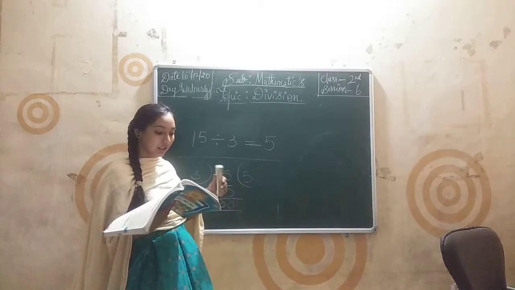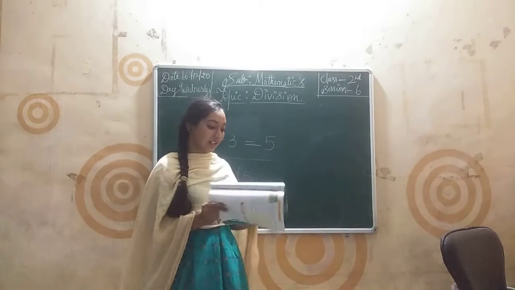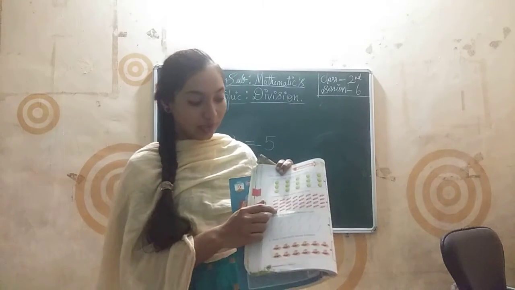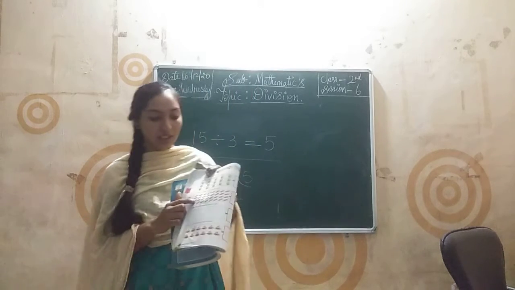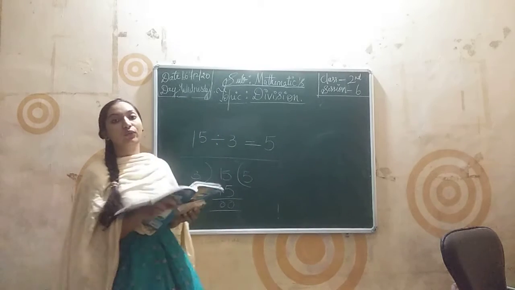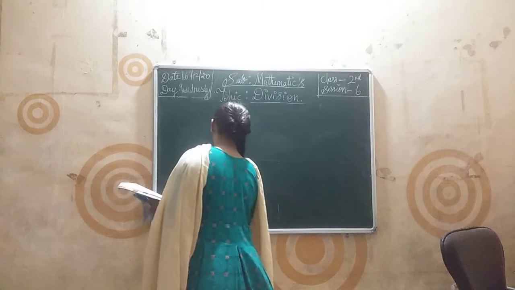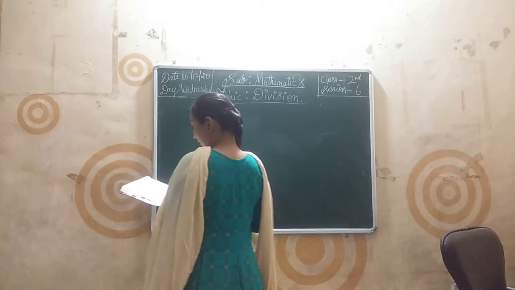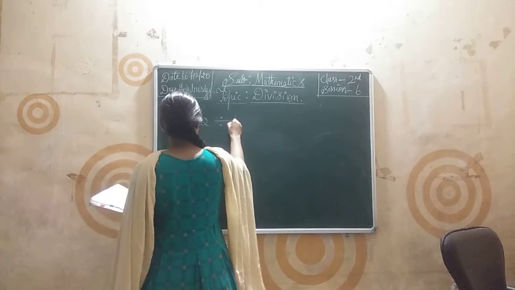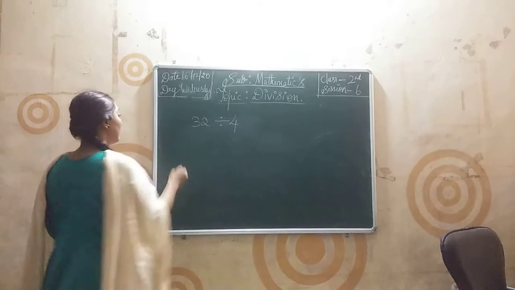Okay. Next question. Divide 32 toffees equally among 4 boys. Students, here there are a total of 32 chocolates, and we have to divide these chocolates equally among 4 boys. We have to distribute these chocolates to 4 boys, and the chocolates should be equal for all of them. So there are a total of 32 chocolates, so 32 divided by 4. There are 4 boys.